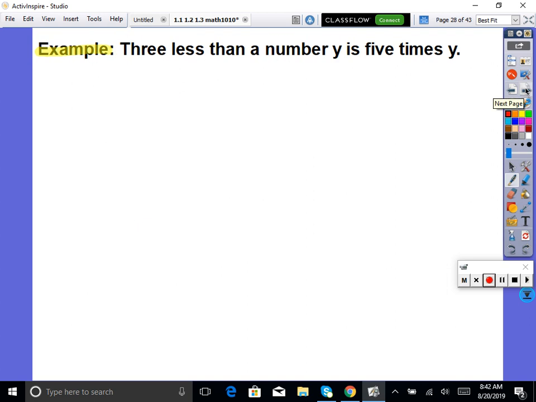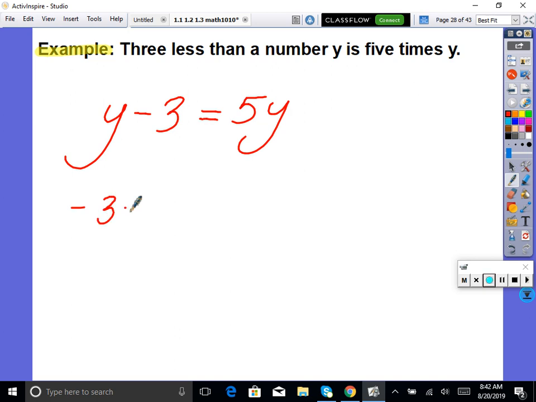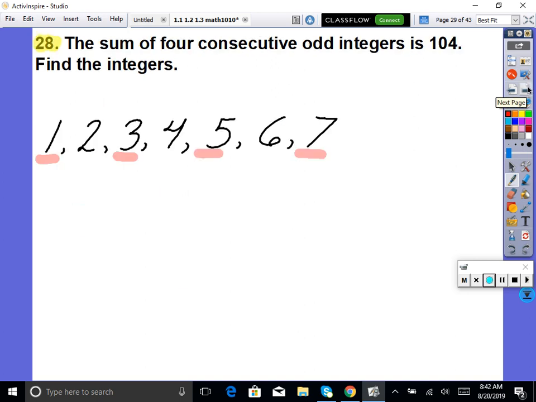3 less than a number y is 5 times y. Now people set this up backwards all the time. It says 3 less than a number y. Think about that. 3 less than some number. So what should go first? y, because it's 3 less than that number. So y minus 3, that's 3 less than a number. And then it says is 5 times y. So then how would we solve? Subtract y, correct? So we'd have negative 3 equals 4y divided by 4. And there's our answer. So just read it, think about it really carefully.